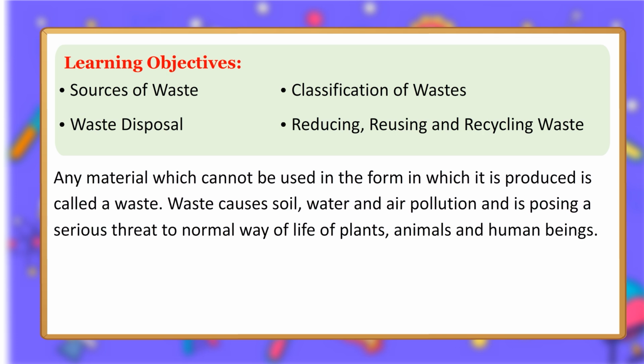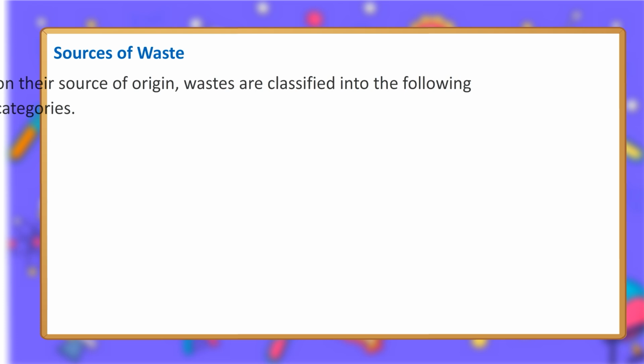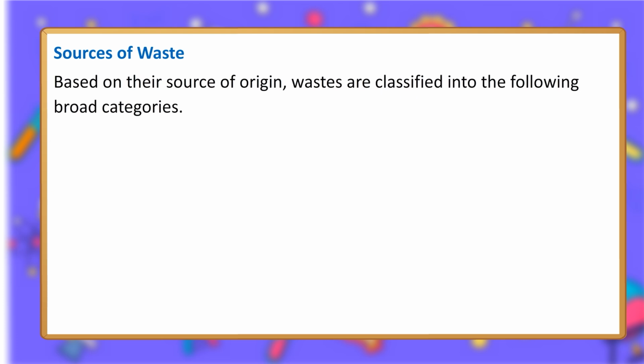Any material which cannot be used in the form in which it is produced is called a waste. Waste causes soil, water and air pollution and is posing a serious threat to the normal way of life of plants, animals and human beings. Sources of waste. Based on their source of origin, wastes are classified into the following broad categories.